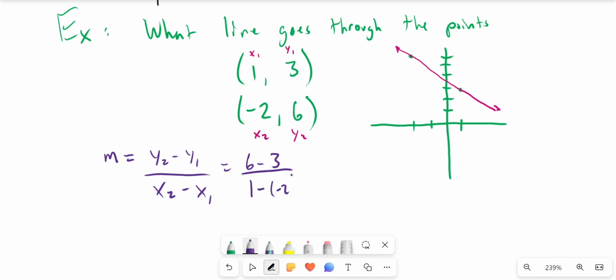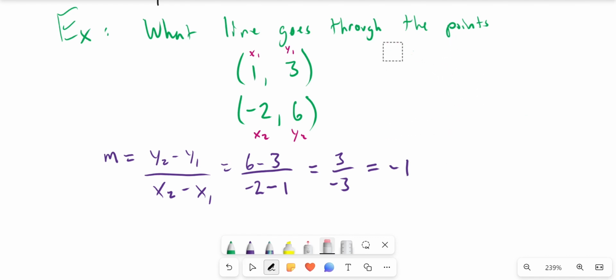Oh, I beg your pardon. Minus 2 is the second value. We need to keep this order straight. Minus 1. And what do I get there? I get 3 over minus 3. And that's just minus 1. So perhaps my graph is just poorly drawn here. Let me erase that and try again, because if this is truly a slope of minus 1, then I have made a bit of a boo-boo.